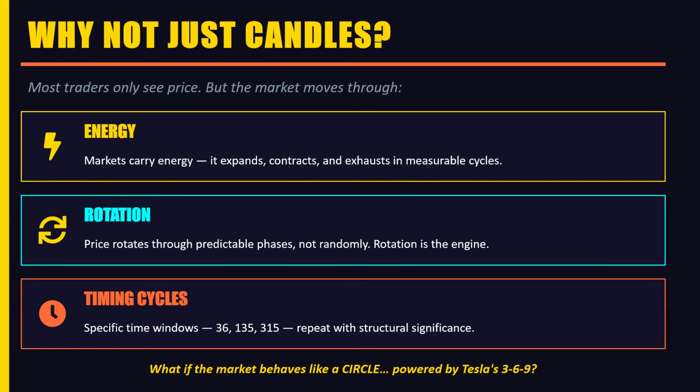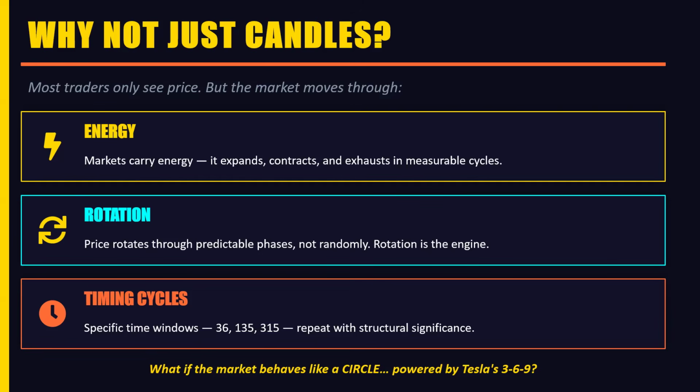I have built a strategy, a model built around 3 critical time windows. They are also 369: the first one is 3:6, then 1:35, and 3:50. These are timing cycles. They repeat with structural significance. The market carries energy. It expands, contracts, and exhausts in a measurable cycle.